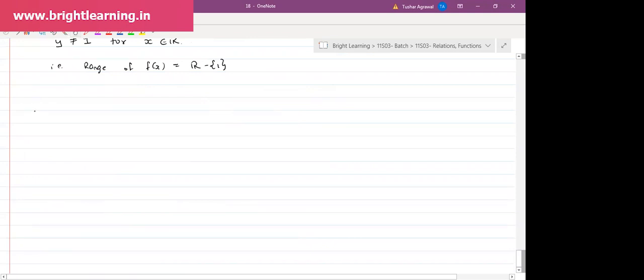Now, in this question, only the third part. Domain and range of f of x is equal to 1 upon minus x square.